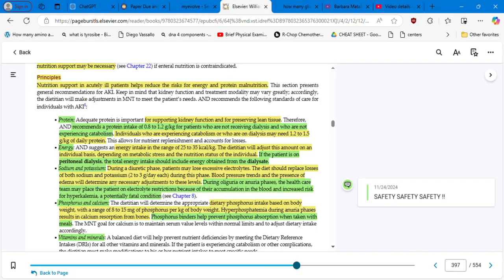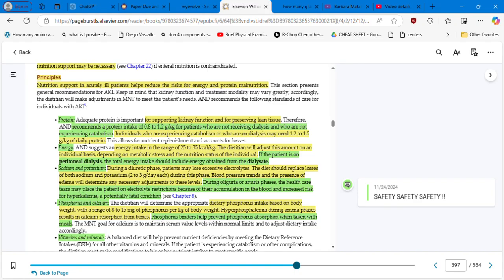During oliguria or anuria phases, the healthcare team may place the patient on electrolyte restrictions because of their accumulation in the blood and increased risk of hyperkalemia, a potentially fatal condition. So if the patient is having low urination or no urination, why are we going to provide more fluids and electrolytes? We cannot. We have to put it on hold because we don't want to cause hyperkalemia, which is a potentially fatal condition.